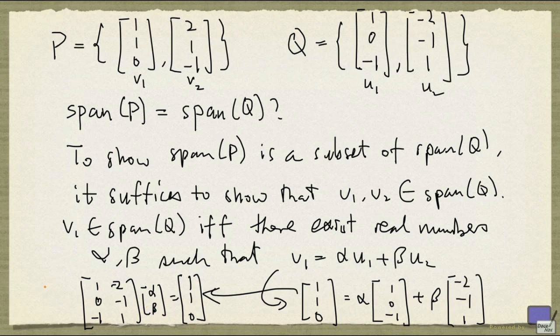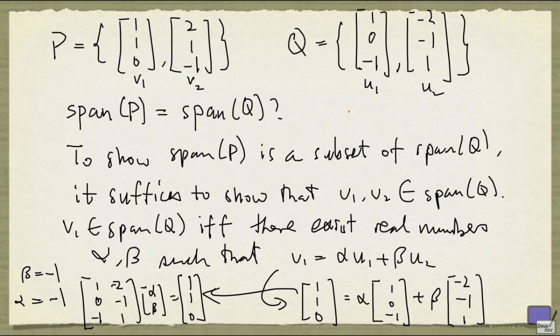But it's not so hard to see that beta is going to be -1 because of the second row here. Once you know that beta is -1, you can check that alpha has to be -1 as well. So that's a solution. So v1 can be written as -u1 - u2. We can now replace v1 with v2 and carry out the same procedure, and you also see that v2 is indeed a linear combination of u1 and u2. And that will show that the span of p is a subset of the span of q.